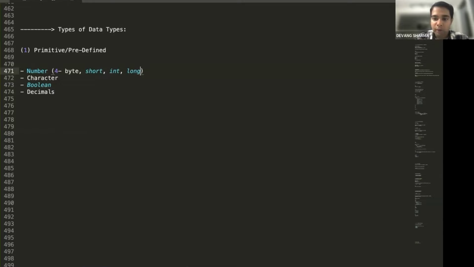User defined use primitive under the hood. Yes, they can use primitive. They can use non-primitive, whatever works. An interface can refer to another interface. An interface can be a combination of several primitive data types.